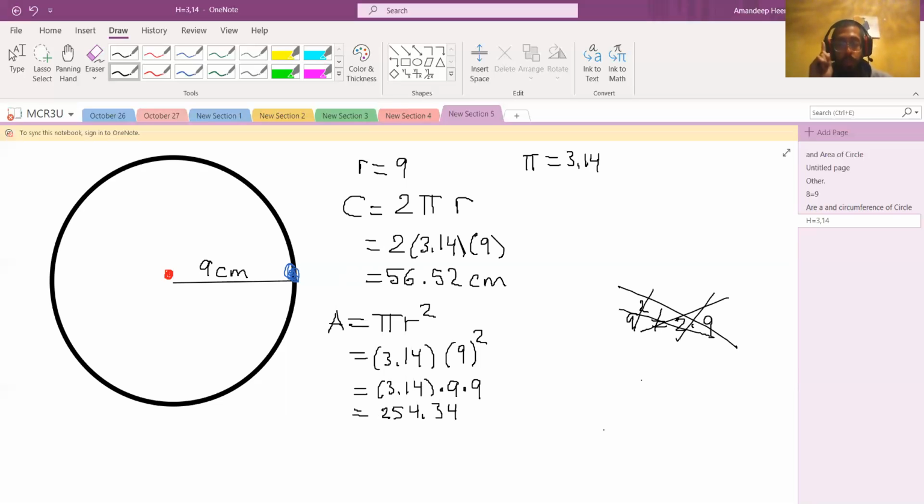Okay, this is the key. Your teacher will take marks off if you don't put the right units for area, you're going to lose marks. Okay? This is very important. The unit is going to be centimeters squared.